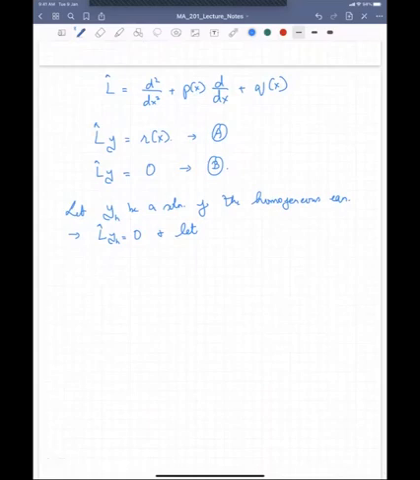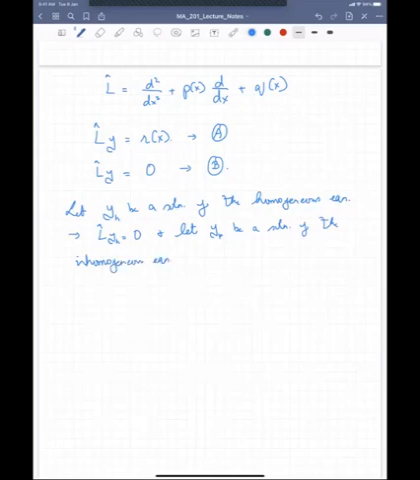And let YP be a solution of the inhomogeneous equation. If I say YP is a solution of the inhomogeneous equation, I mean that L acting on YP will give me R of X. So the question is, what happens if I add YH and YP? So L acting on YH plus YP. The question is, does it still satisfy the inhomogeneous differential equation?